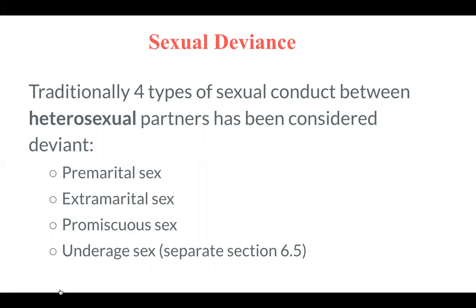So the four types of sexual conduct that have been traditionally seen as being deviant among heterosexual partners are premarital sex, which is just what it sounds like, sex before marriage; extramarital sex, what we call infidelity, sex outside of marriage with someone who is not your marital partner; promiscuous sex, a little subjective, right? But it's basically the idea that you are having a lot of sexual partners. And what does a lot mean? That varies once again by race, by age, by region, by gender. But traditionally, having a lot of sexual partners was seen as deviant. And then underage sex, which your book refers to as teen sex. They had a whole separate section on that, section 6.5, so I will discuss that one specifically in that section.